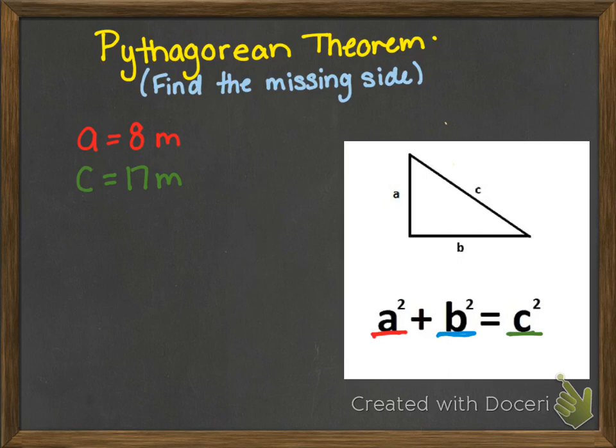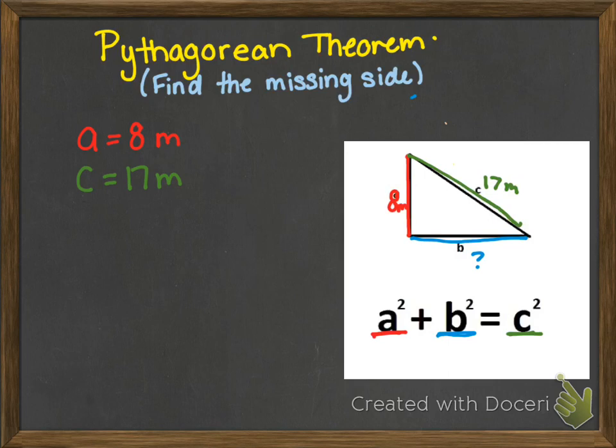So I'm going to go ahead and kind of make my visual over here. So A is 8 meters. B is not given to us, so that's the one we're looking for. And C is 17 meters. We are looking to find B.